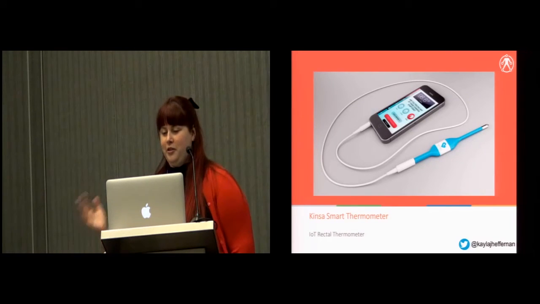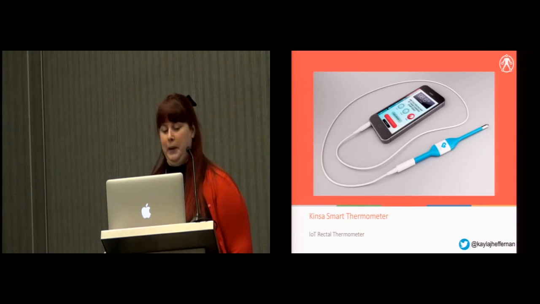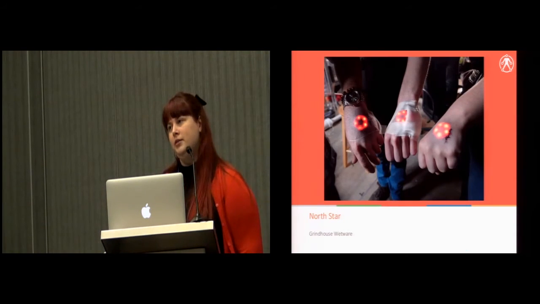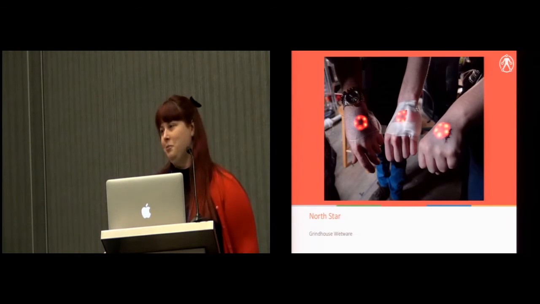But it's not all for the vagina. There's an Internet of Things smart rectal thermometer. And this is the North Star implant by Grindhouse Wetware. Wetware because it goes in your body, it's not software, it's not hardware. And now, while this is mainly more cosmetic, it is turned on and off by a smartphone, so it's sending digital signals through the human body.